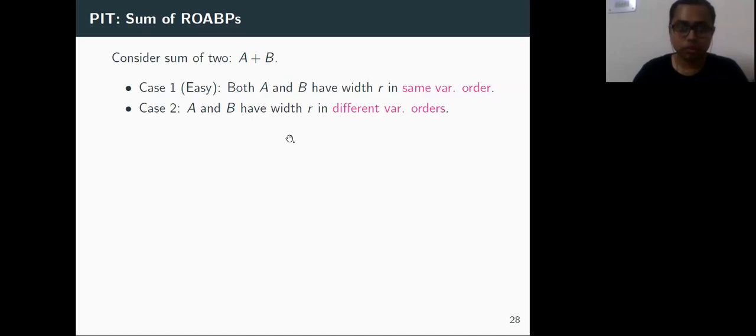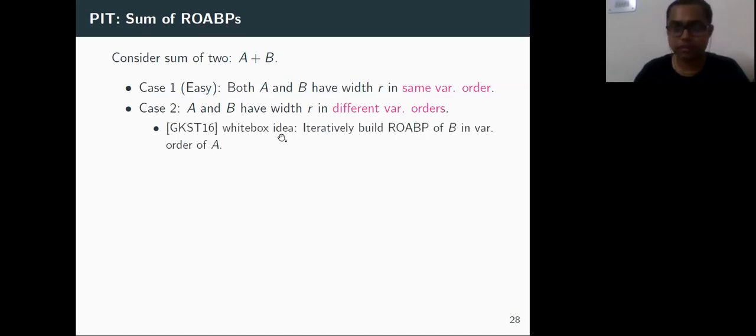Okay. So what to do when we have different variable orders? Note that the sum of ROP model was first handled by GKST. So I first describe their white box idea. What they do is iteratively build the ROABP of B in the variable order of A, layer by layer. Suppose the order of A was x1, x2, and so on until xn, and for B it was something different. First, using the x1 variable and Nisan's characterization, and this notion of dependency equations which they define in their paper, and which we also used in our paper, they build an ROABP for the first layer, then for the second layer, and so on. In this way, this works if A is not equal to minus B, that is, A plus B is not 0.